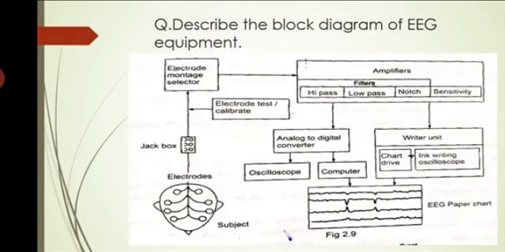Now we will see the block diagram of the EEG, that is the electroencephalogram equipment. In this, there are a number of blocks. In that, a calibrator, a montage selector, amplifiers, analog to digital converters, digital to analog converters, and different filters are there.